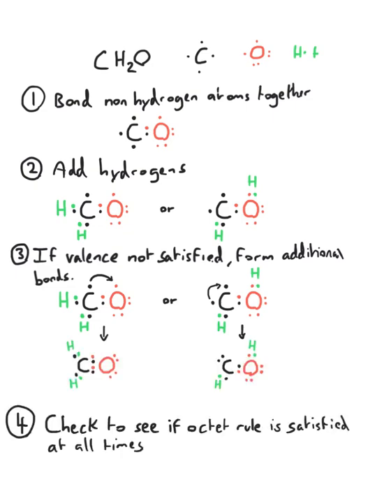Finally, check your structure to see if the octet rule is satisfied at all times. This was the rule that stated that there should be 8 electrons around each p block atom. Most often, if the octet rule is not satisfied, it means that your structure is not sound, as in it cannot exist as is. However, of course, as in all chemistry, there are some exceptions.